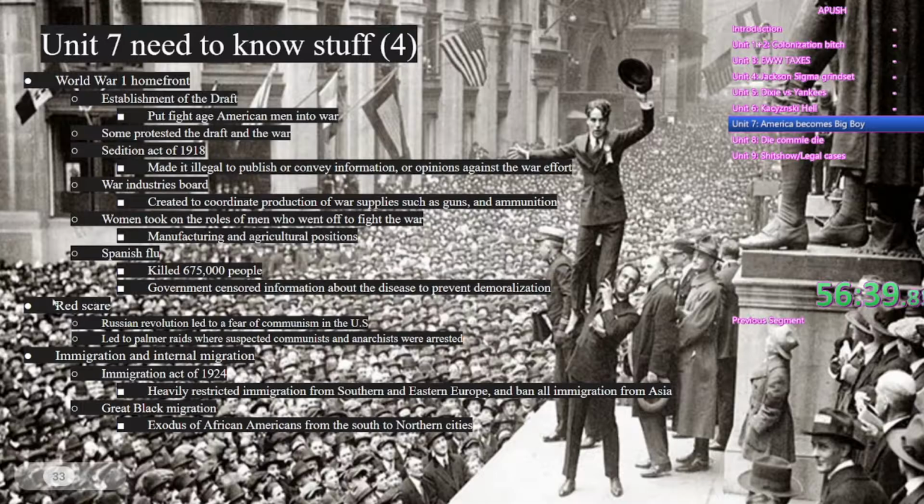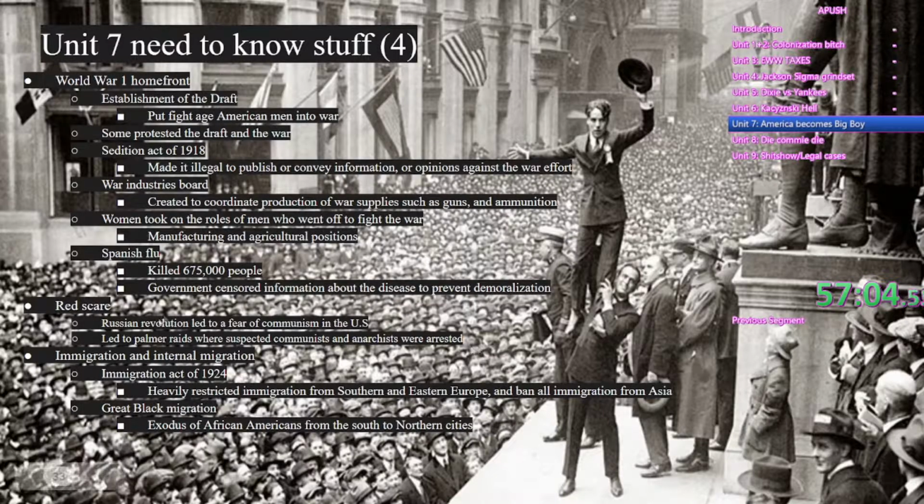Now, for the immediate aftermath of the war, the Red Scare, the first Red Scare at least, was caused by the Russian Revolution, which led to a fear of communism in the U.S. This led to the Palmer raids, where suspected communists and anarchists were arrested, and a lot of them were deported from the U.S.